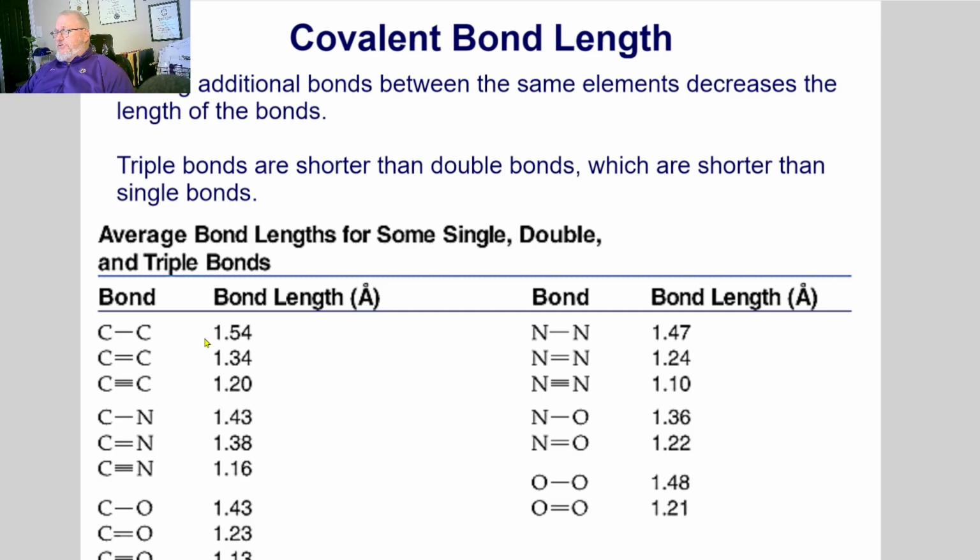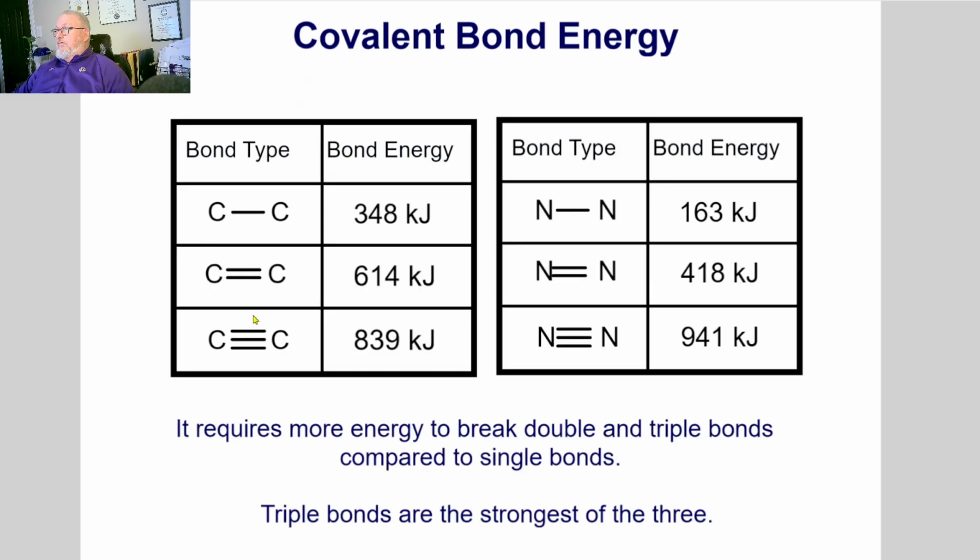Here are some examples. A carbon-carbon single bond has a length of 1.54 angstroms. If you look at a carbon-carbon triple bond, you've got a 1.20 angstrom length, much shorter. A carbon-nitrogen single bond is 1.43. A carbon-nitrogen triple bond is 1.16. So much different. All right.